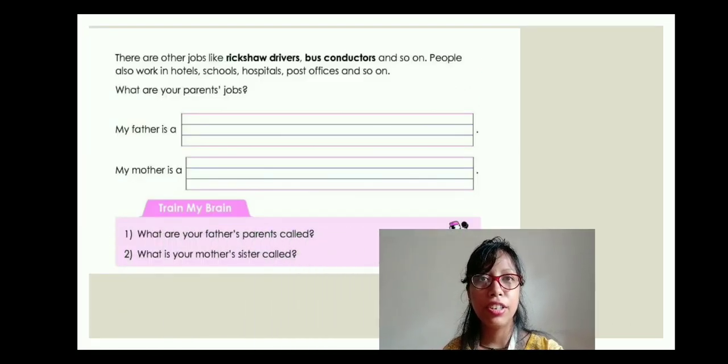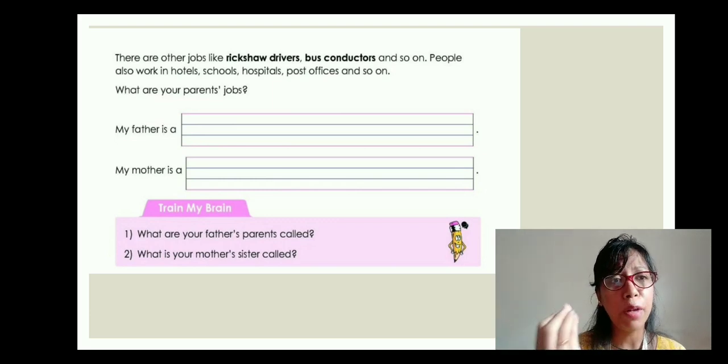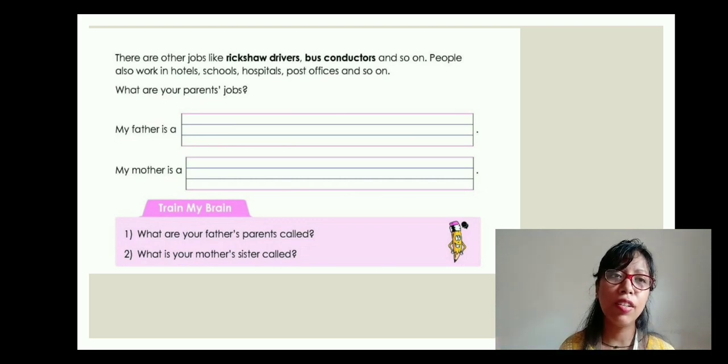Now there is a question in the book, right? Let's read out the last line and then we will come to the other part. There are other jobs like rickshaw drivers, bus conductors and so on. People also work in hotels, schools, hospitals, post offices and so on. So there are many jobs. These are only a few jobs that I have mentioned. There are lots and lots of other professional jobs which are being done by the family members. So find out yourself what other jobs there are, for your own knowledge.